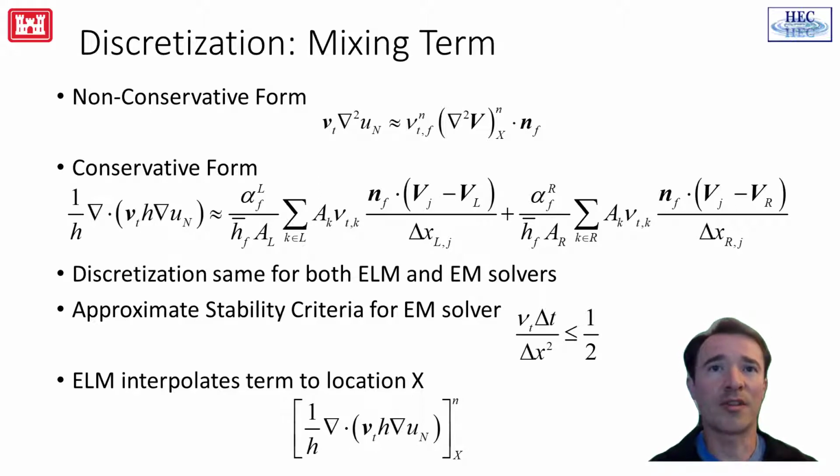It's computed with a similar weighting scheme as the Eulerian advection, but here the divergence of the diffusive fluxes are summed around the left and right cell faces to compute a diffusion term on each side. Then these are weighted to compute a face value of the diffusion term with the same alpha coefficients as the advection term. In order to simplify the code, the same discretization is used for both the ELM and EM solvers. However, the ELM solver uses the mixing term backtracked to the location x. This removes the stability criteria from the diffusion term and allows it to use a larger time step.